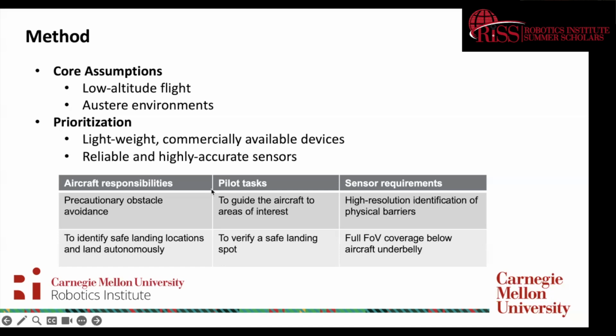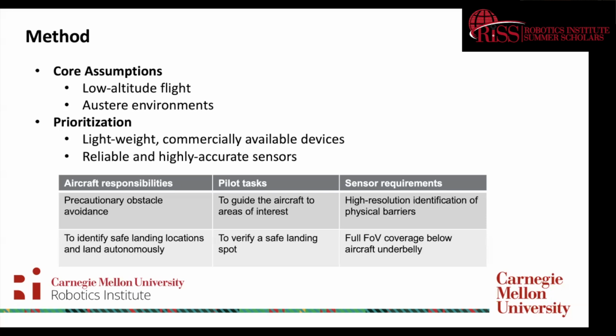Let's take a look at this table at the bottom. This table represents the relationship between aircraft responsibilities and pilot tasks. We used this key relationship in order to form sensor requirements for our sensor system. One aircraft responsibility was to have precautionary obstacle avoidance. One pilot task was to guide the aircraft to an area of interest that might have a lot of obstacles.